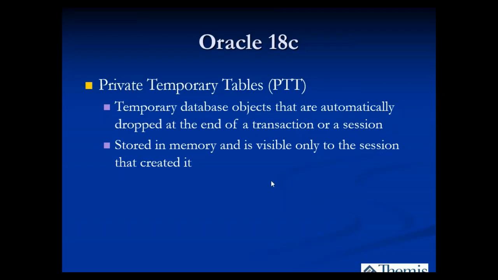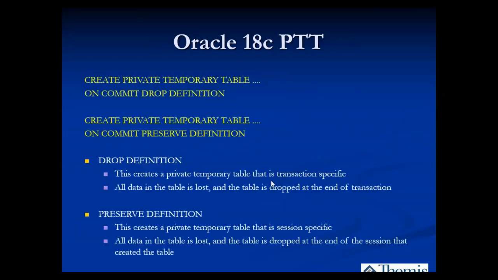All right, let's take a look at these. I have some code in here on these particular ones. Creating it is simple, just like a global temporary table, except we're going to say create private temporary table. And then we have an on-commit. Here are our two options: on-commit drop definition or on-commit preserve definition.